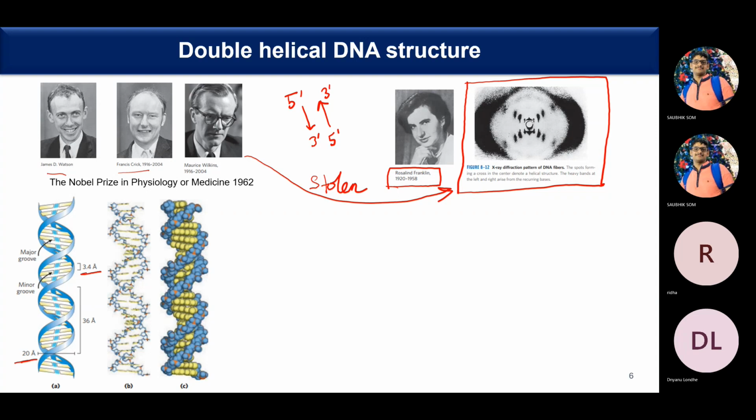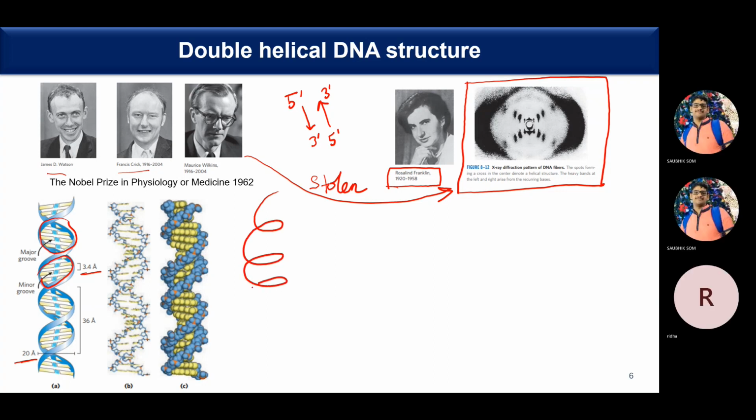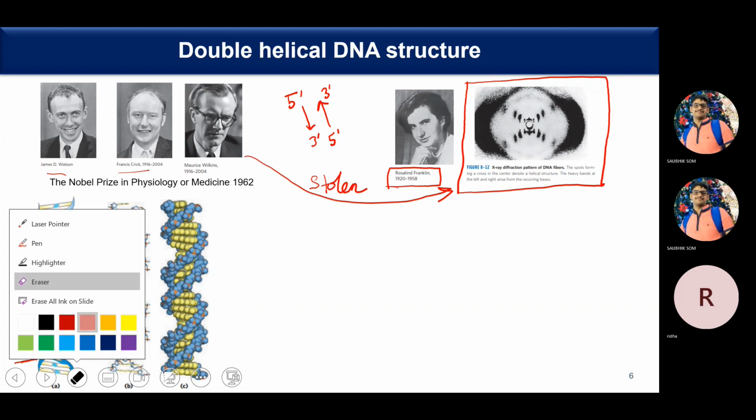Okay, and there will be two grooves: one major groove, where the structure is more open, and a minor groove, where it is more closed, right? So you can think of the stairs in an old house. There will be two parallel chains running like this. I'm not able to draw it properly, but yeah.